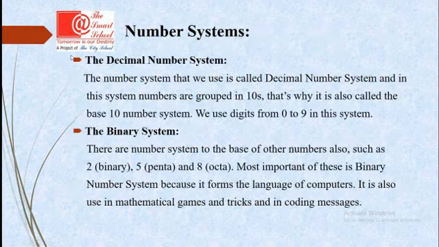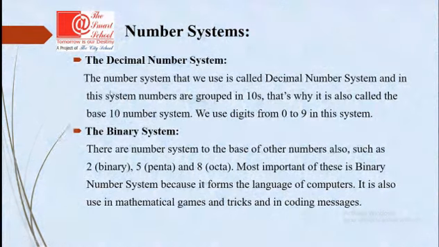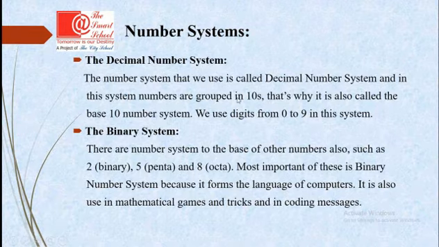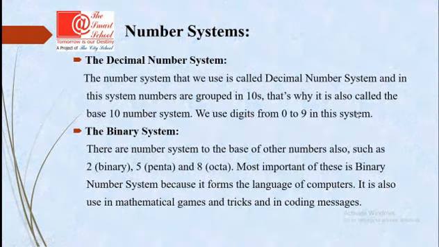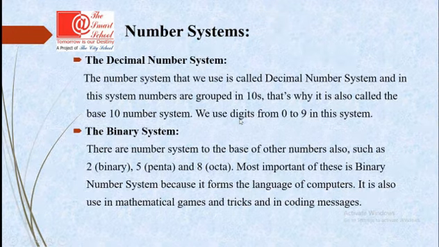Number system. The decimal number system. The number system that we use is called decimal number system, and in this system, numbers are grouped in tens. That's why it is called the base 10 number system. We use digits from 0 to 9 in this system, and you know a lot about this system because in our daily life, in our mathematics studies, everywhere we use this number system.